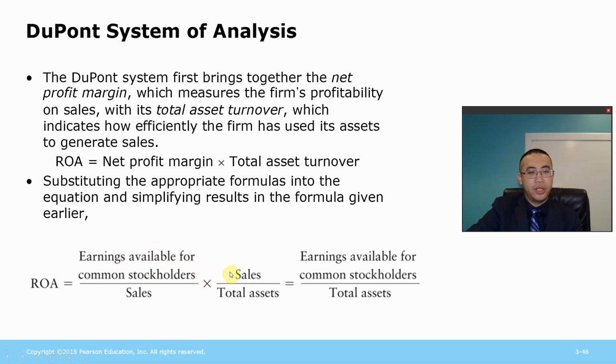So what you do there is you multiply sales on the top and then divide it by sales down the bottom. So you convert net income over total assets into two ratios. One is the net profit margin, and another is assets turnover ratio. Okay, so that's the goal of making this analysis. So ROA is now net profit margin times total assets turnover.